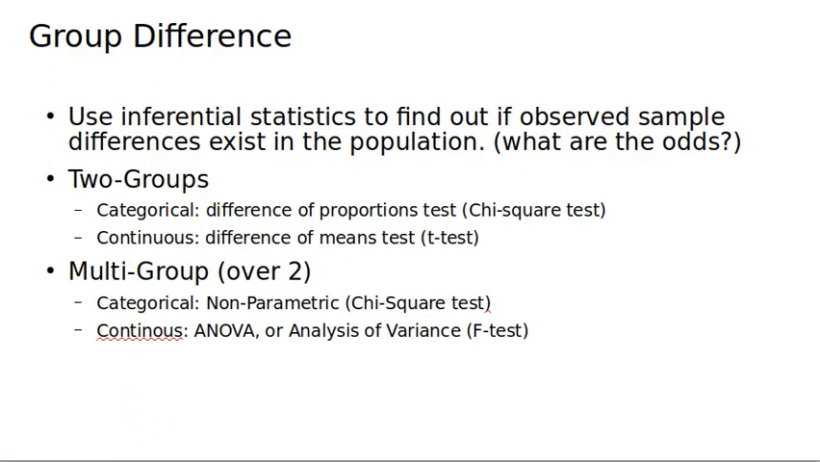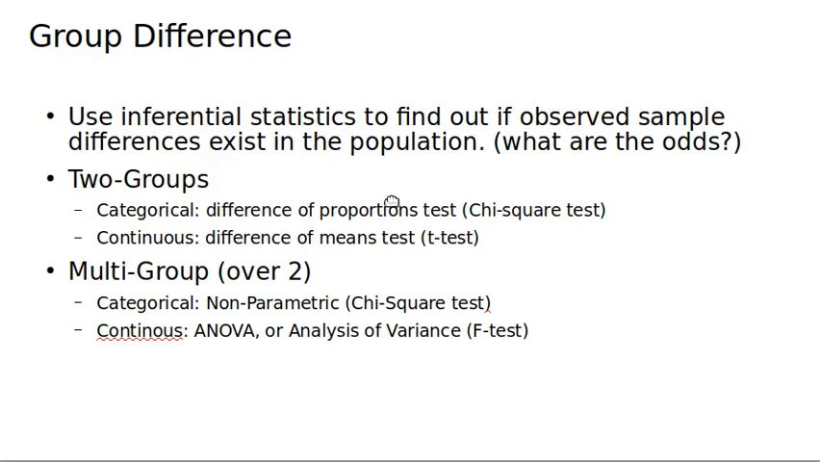So when we have two groups, when we're looking at the mean, for instance, we can use the t-test, the difference of means test, to compare two groups. Maybe we want to look at whether or not men and women have different levels of income. That's two groups. It's a continuous variable, so that would be appropriate there. Sometimes we want to look at categorical differences.